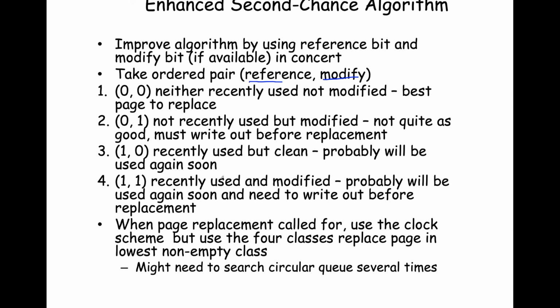It's not as good as 0,0, but you probably want to leave this one alone or not prefer that one. And then lastly, 1,1: it's recently been used and been modified. It'll probably be used again soon. And moreover, if you're replacing it, you need to write it out to the backing store or swap space area before you replace it. So when page replacement is to be performed using the clock scheme, you use these 4 different categorizations of pages based on these bits to decide what order you consider pages when you're going to replace them. You might need to search the circular queue many, many times, but you can at least have a finer grained categorization and better control over the decisions your page replacement algorithm is going to make.